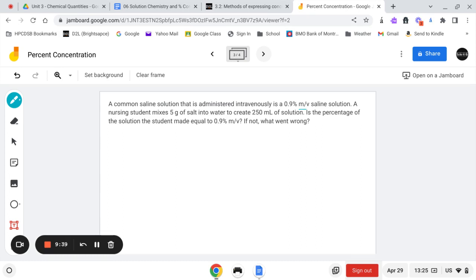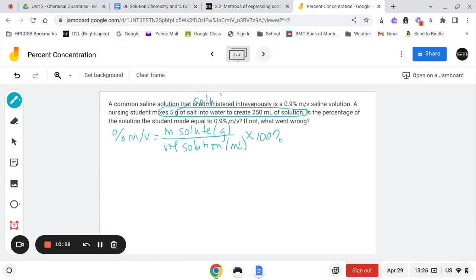A nursing student mixes 5 grams of salt into water to create 250 mils of solution. It says, is the percentage of the solution that the student made equal to 0.9% mass volume? If not, what went wrong? Okay, well, what we have to do is we have to figure out if this is 0.9%. So let's set this up, and we're going to take percent mass volume equaling the mass of our solute in grams divided by the volume of our solution in milliliters times 100. So they've given us the solute right here. Okay, it is 5 grams. They're saying right here, this is 250 mils of solution. Okay, use short form sometimes for solution.